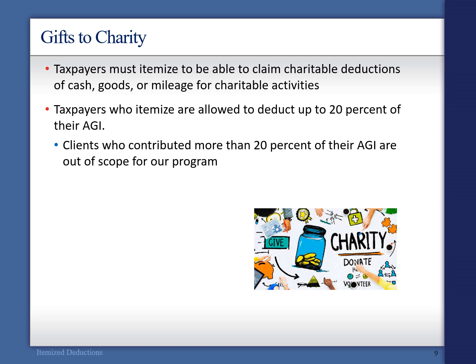Taxpayers must itemize to be able to claim charitable donations of cash, goods, or mileage for charitable activities. Taxpayers who itemize are allowed to deduct 20% of their adjusted gross income. Clients who contributed more than 20% of their adjusted gross income are out of scope for our program.